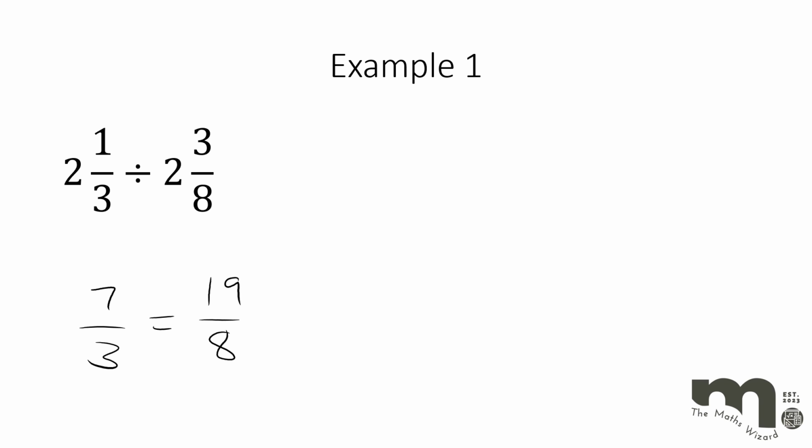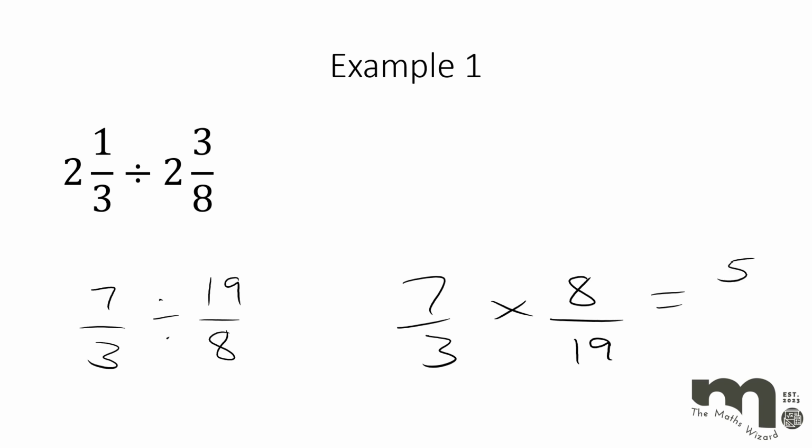So that's 7 over 3 divided by 8 over 19. So now we've got to apply the keep, flip, change. So we've got to swap that 8 and 19 around. And what we'll now end up with is 7 times 8, which is 56, and 3 times 19, which will give you 57 on this particular example.